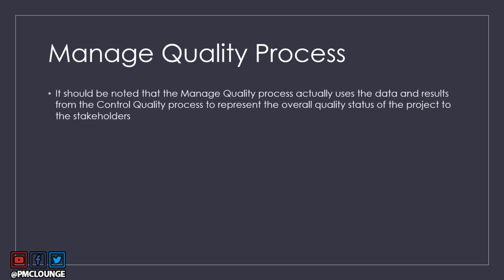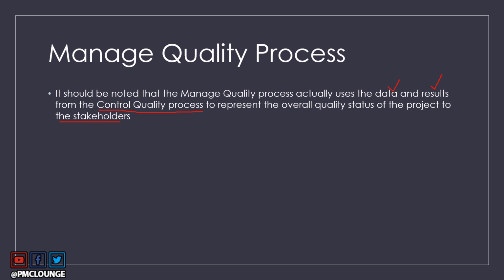Now, it should be noted that managed quality process actually uses the data and results from the control quality process, which will come next, right? So control quality is a process in the monitoring and controlling process group. Head back to our PGKA mapping discussion, right? Control quality is actually the next process to represent the overall quality status of the project to the stakeholders, right?